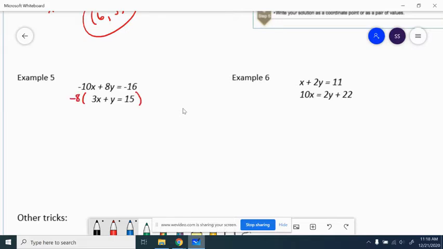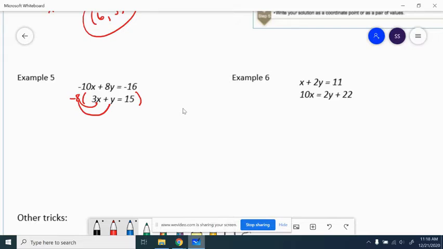So what I'm going to do is I'm going to take this whole bottom equation and I'm going to multiply it by negative 8. The reason why is once I get to my second distribution, if I do negative 8 times y, I'm going to have negative 8y here and a positive 8y on top. And if I add the two equations together, the y's will eliminate. So let's go ahead and do this.